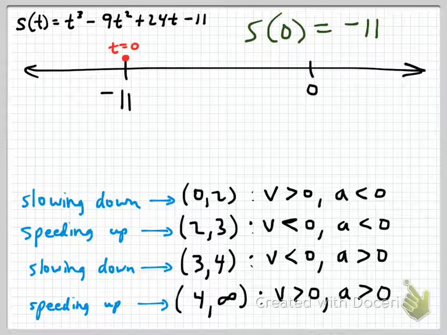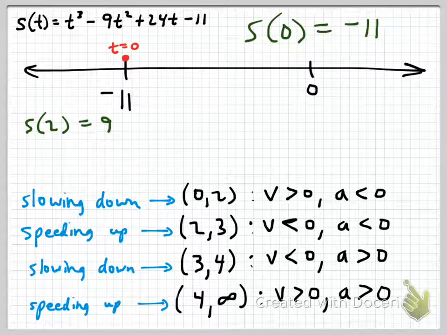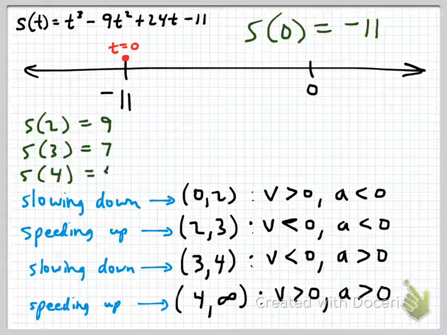We already know where the particle is at t equals 0, but if I want to find out where the particle is at certain times, I just need to plug those times back into the position function. So where's the particle at t equals 2? That's s of 2, and if you replace t in the s equation with 2, you get 9. When you replace t with 3 in the original equation, you get 7. And then s of 4: when t equals 4, the particle has a position of 5.